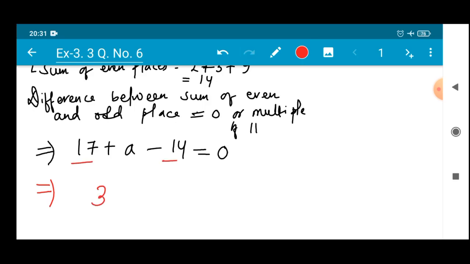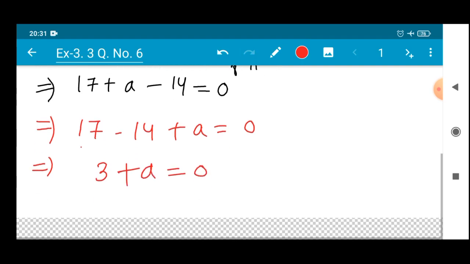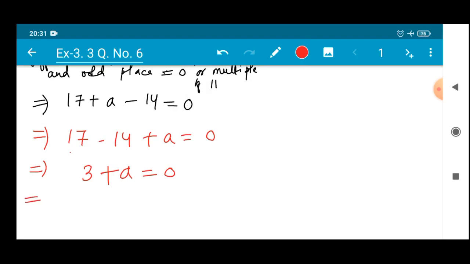Yes, 17 minus 14. So let me bring this together so it will be more clear to you all. 17 minus 14, I can arrange this like this. We have done the arrangement, playing with numbers. So 17 minus 14 is 3, plus a is equal to 0. Yes. Now what can be done? We have to find the value of a.